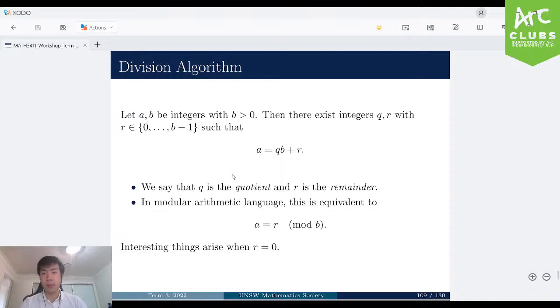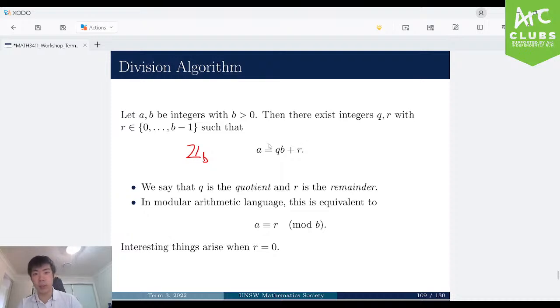So the first thing is to look at the division algorithm. Let a and b be integers, with b being greater than 0. Then there will exist some integers q and r, with r being within the range 0 to b, such that a equals qb plus r.